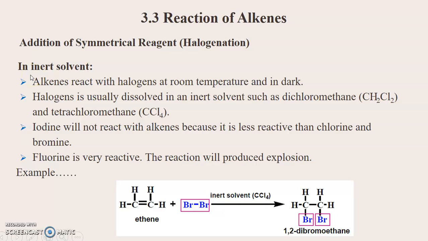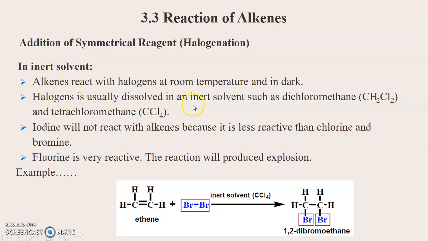The condition for this reaction, it must be in an inert solvent. Yeah? Alkenes react with halogen at room temperature and in a dark situation, because it is very reactive. Reactive means easy to react. So even at room temperature and in a dark situation, it can react. This shows how reactive the alkenes are.